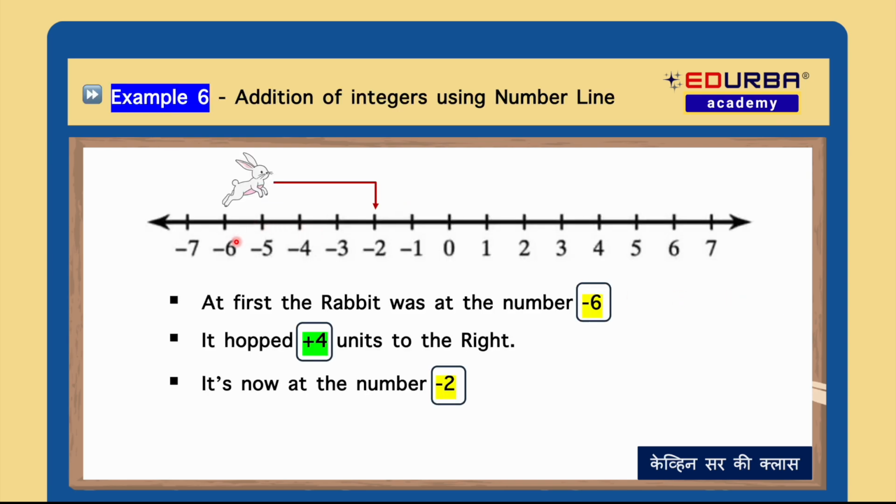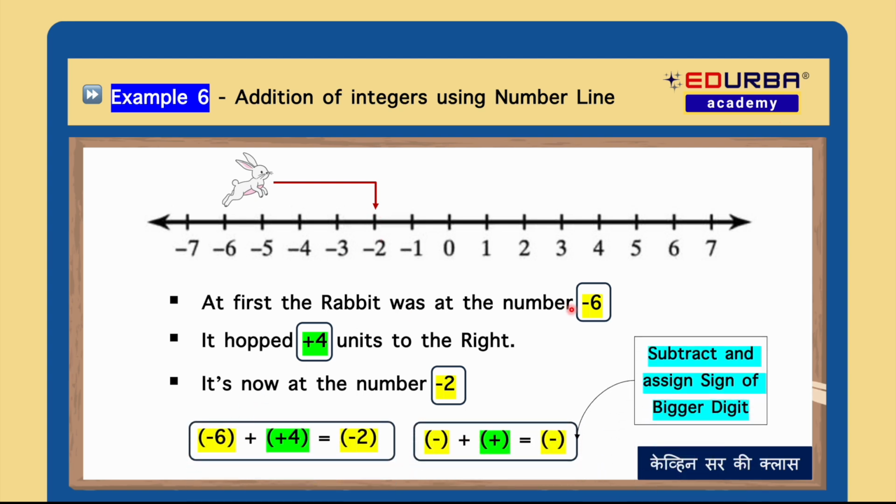In this example, the bunny is at minus 6 and it jumped 1, 2, 3 and 4 places to the right. Then it reached minus 2. So as you can see here, we have minus 6 as the original position of the bunny. Then it moved by plus 4 and then it reached minus 2. So minus 6 plus 4 is minus 2.